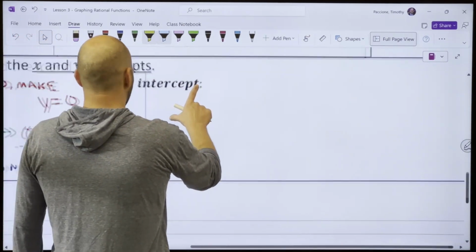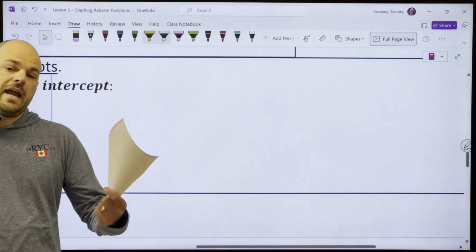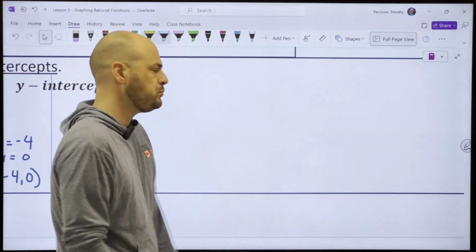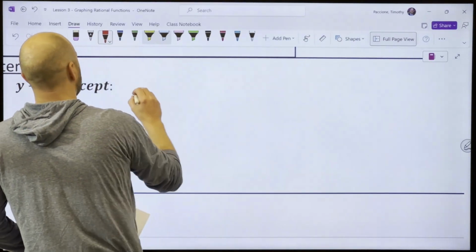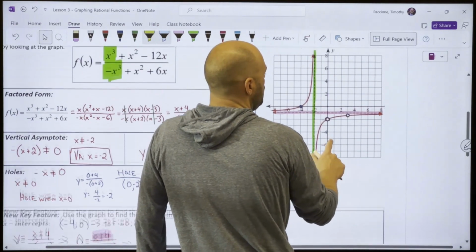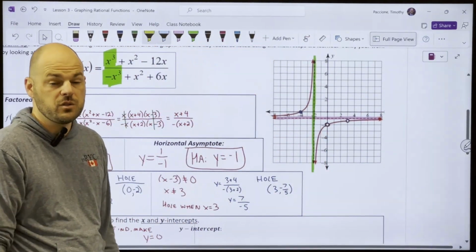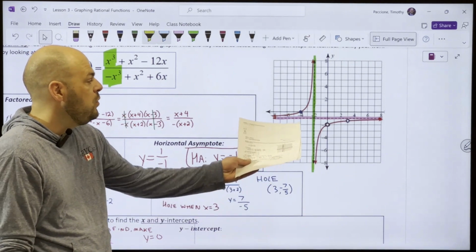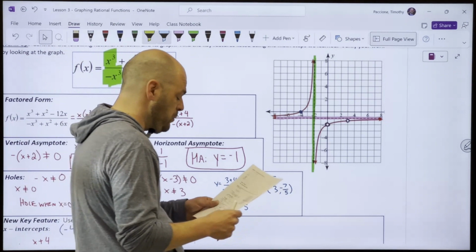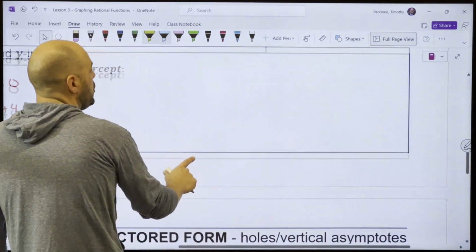So if we found the x-intercept by setting y equal to 0, why do you think you find the y-intercept? You would set x equal to 0. Now, we're going to cheat a little, right? Because we can. Now, wait a minute. There's a hole there, right? So we've actually already found it, right? But that's not always going to be the case. But still, let's go through the process, and kind of just prove that we found it.